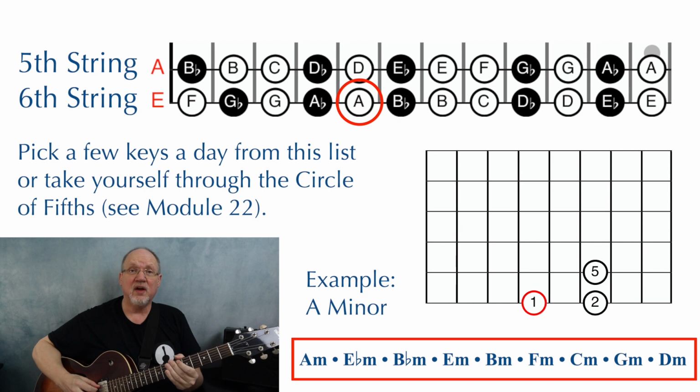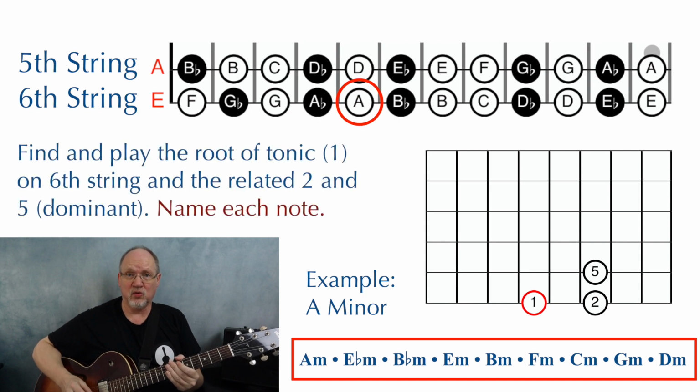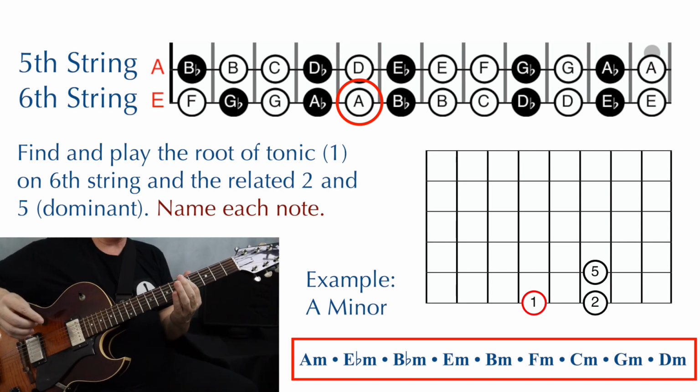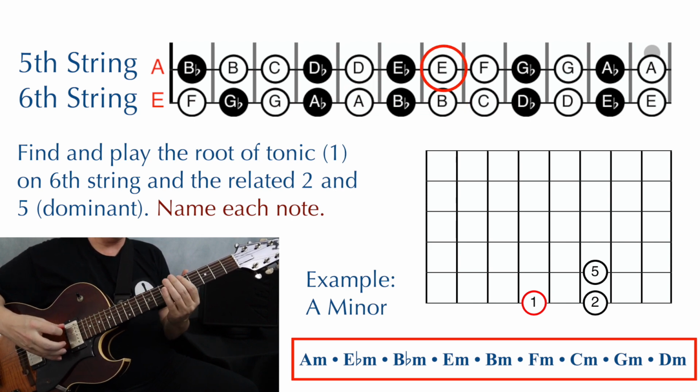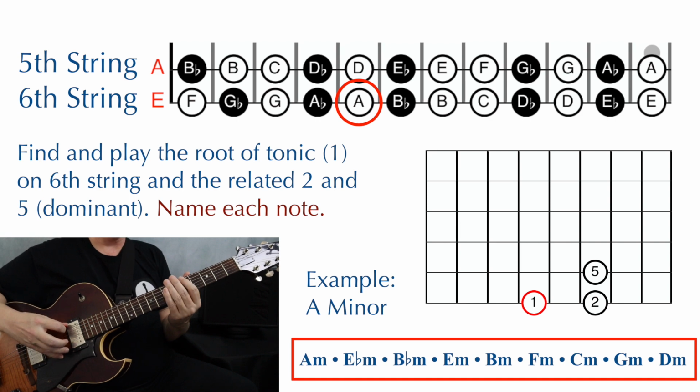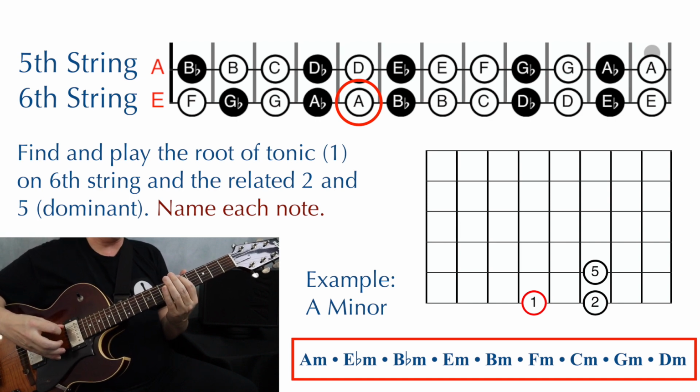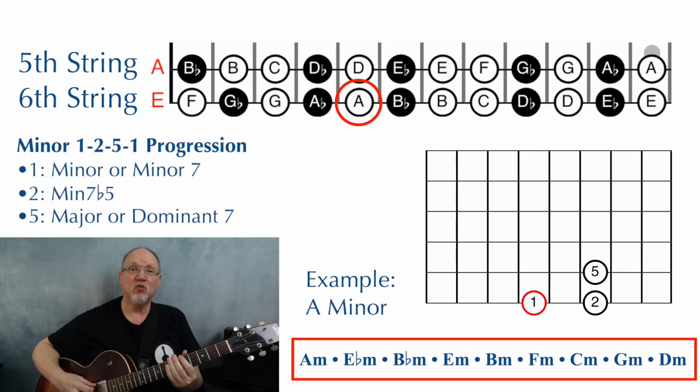First thing I'd like you to do is find and play the root of your 1 chord or your tonic, and then your 2 and your 5 in relation to that 1. So here, there's your 1, there's your 2, there's your 5, and 1. And name your notes. So A for your 1, B for your 2, E is your 5, and A again is your 1. And then play a minor 1-2-5-1 progression beginning with the root of your tonic on the 6th string.